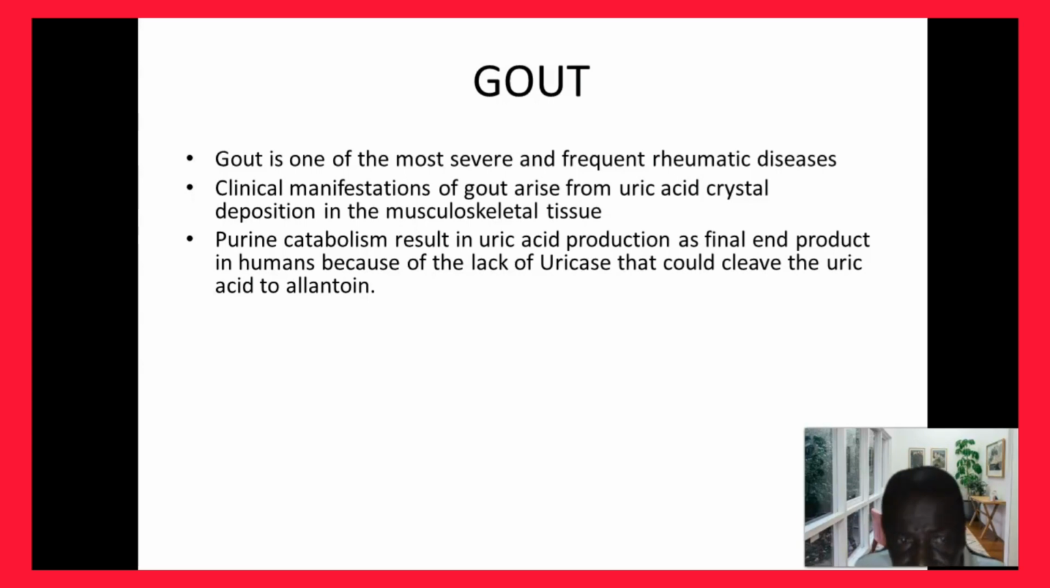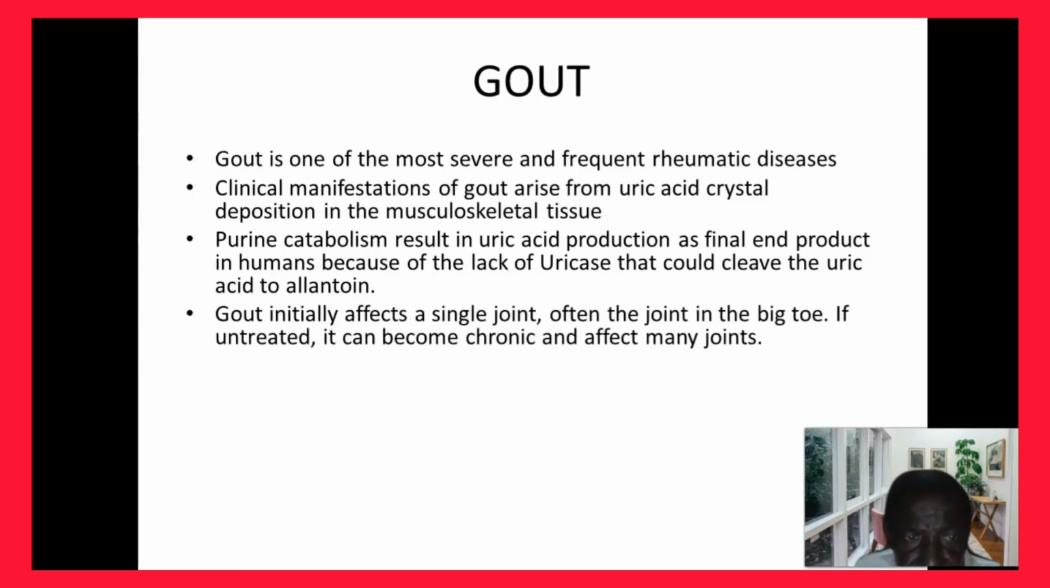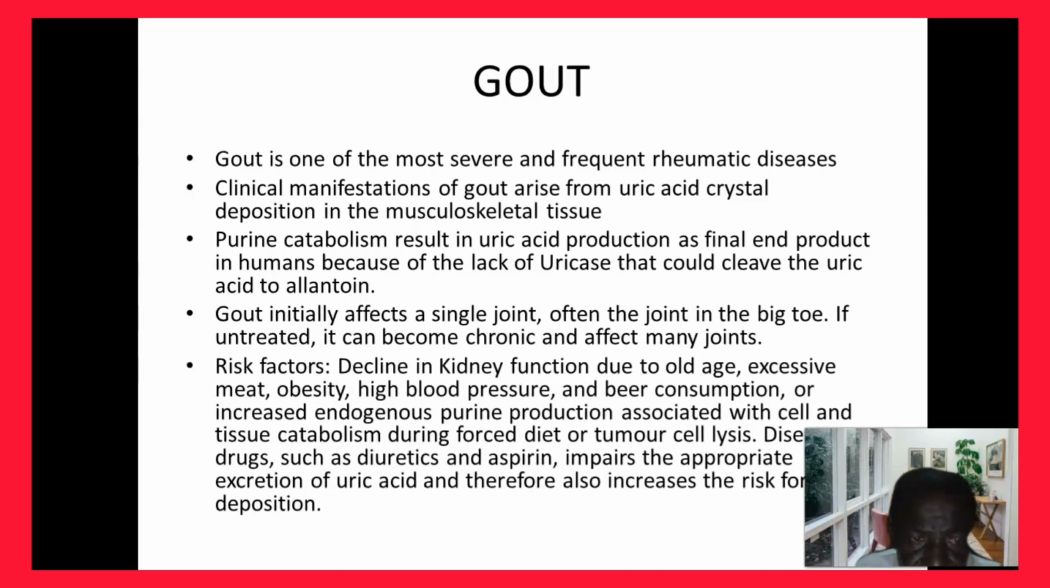The explanation will continue as we go on. It initially affects a single joint, and it progresses if untreated. The risk factors are age, that is, decline in kidney function due to age, and excessive meat. When you eat excessive meat, protein, high blood pressure, and beer consumption all increase endogenous purine production, as well as cell and tissue catabolism during forced diet or tumor cell dialysis. All these are very important risk factors that one can avoid in order to not have it.